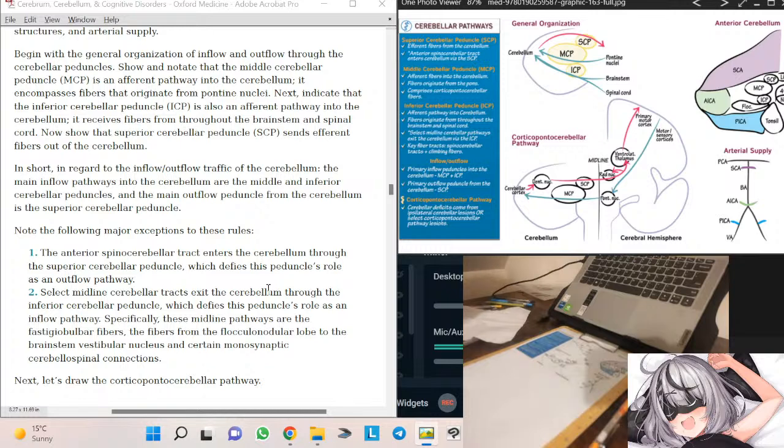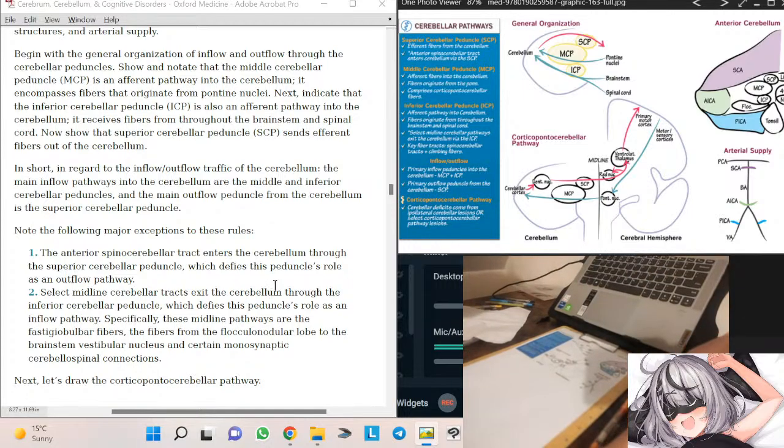Specifically, these midline pathways are the fastigiobulbar fibers, the fibers from the flocculonodular lobe to the brainstem vestibular nucleus, and certain monosynaptic cerebellospinal connections.